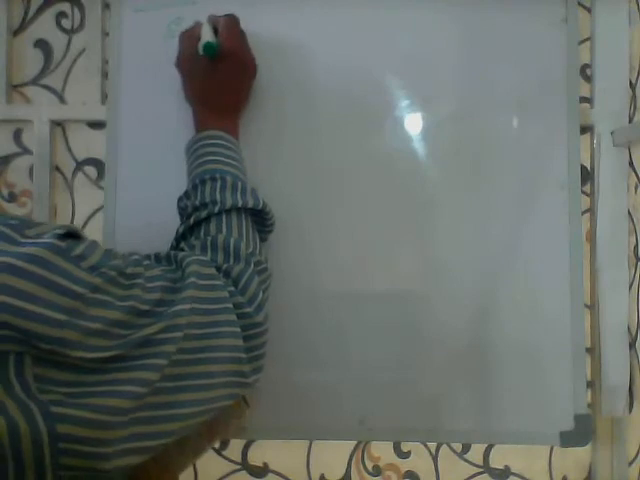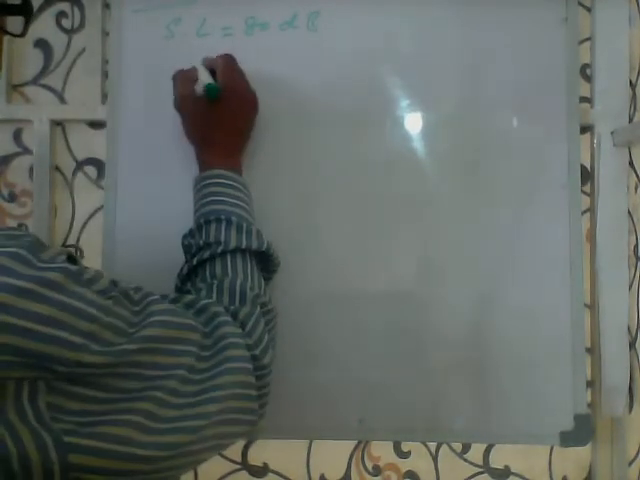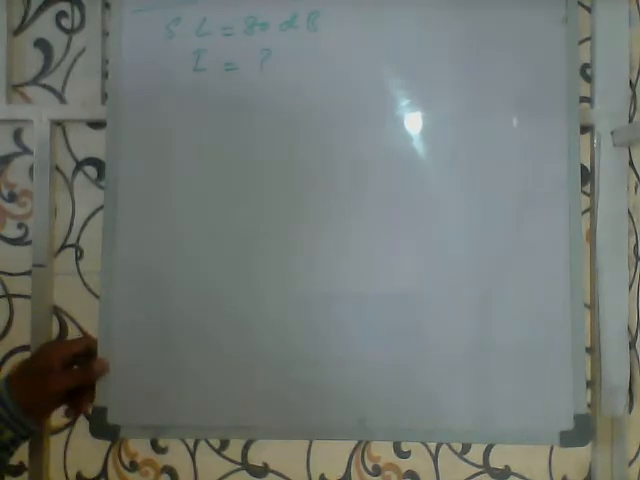Now in 11.2, what is written? It is an important question, and usually it comes in boards papers. In Anarkali, Lahore, the intensity level of sound is 80 decibel, meaning sound level is equal to 80 decibel. What will be the intensity of sound there? Intensity of sound I is equal to question mark.